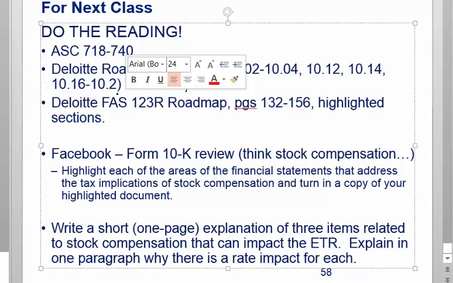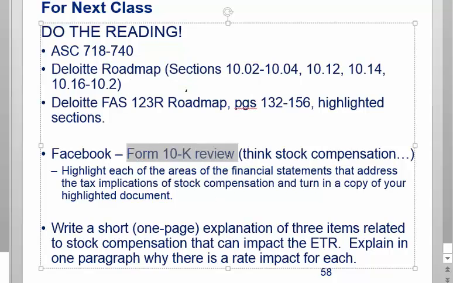Okay. So, read Facebook's 10K and think stock comp. They have a lot of stock comp issues. In fact, they have some spectacular stock comp issues. A lot of people have gotten very wealthy off Facebook stock, right? And that is going to be reflected in the accounting. So you should be able to see in their effective tax rate and in other aspects of their provision the impact of stock comp in a huge way. It's not subtle.